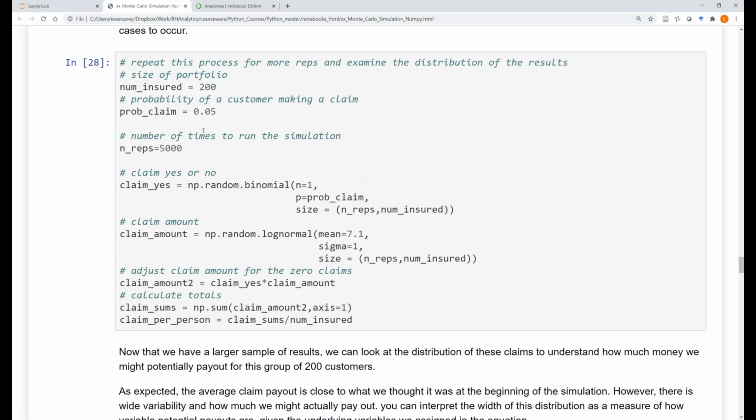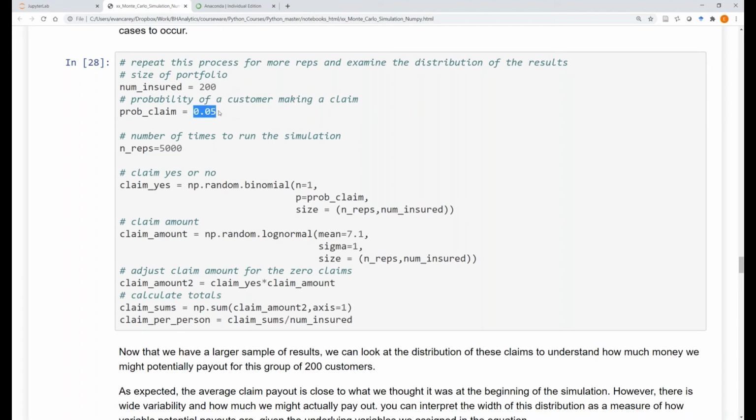The probability of a customer making a claim is 5%. I am going to use the binomial distribution to draw from this probability, but I'm assuming that the probability is 5%. You could even add a distribution for this probability, right? You could say, I think it's 5%, but it could be 3% some years, it could be 7% other years.